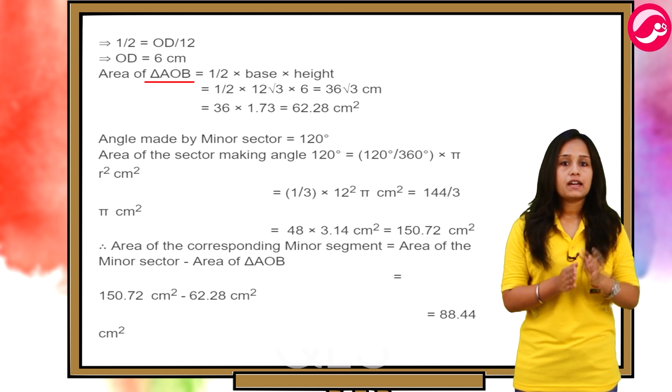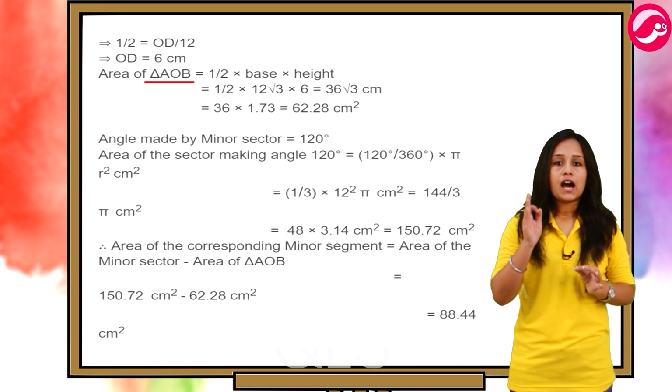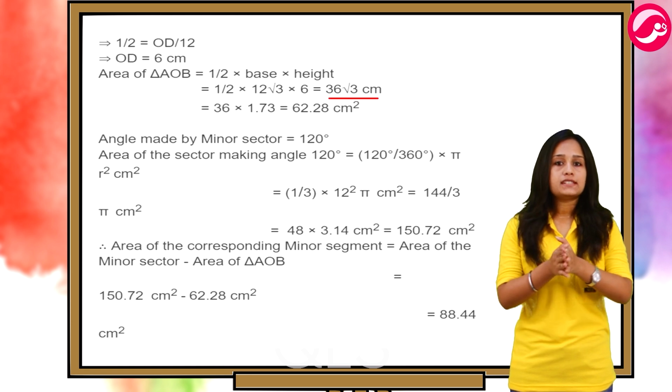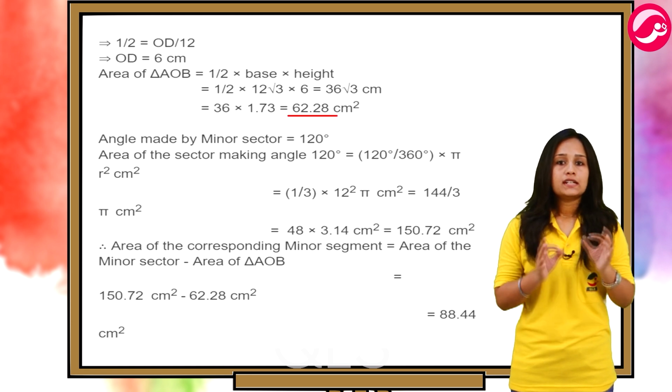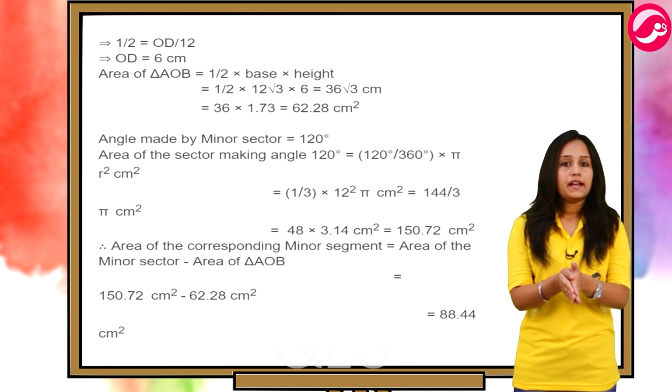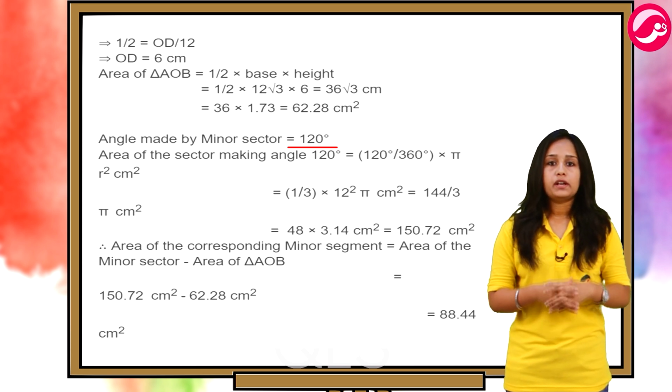Now, the area of triangle AOB is equal to half base into height, which is equal to half into 12 root 3 into 6, that is 36 root 3 centimeter square, which is equal to 62.28 centimeter square. Now, the angle made by the minor sector is equal to 120 degrees.